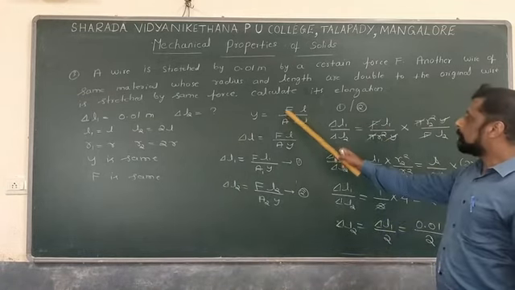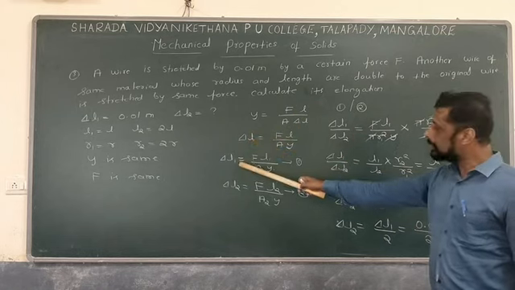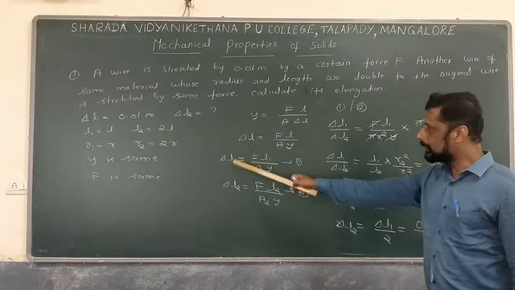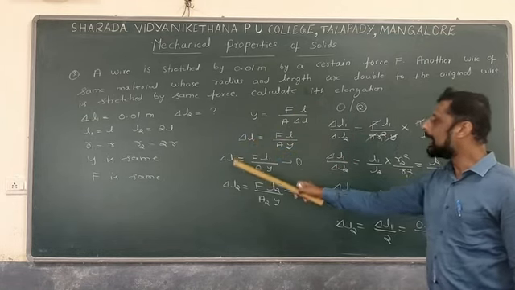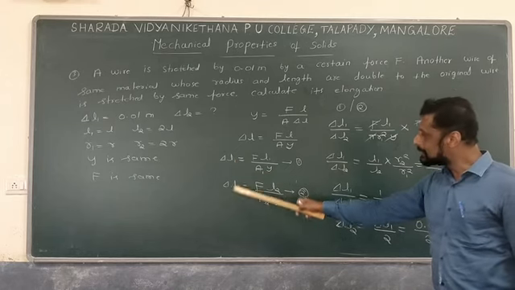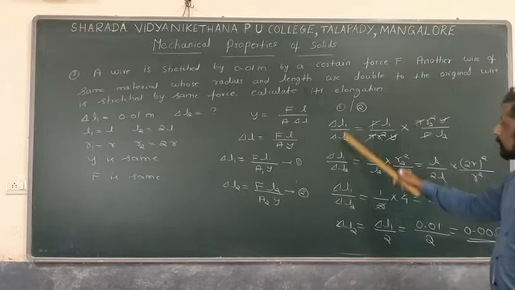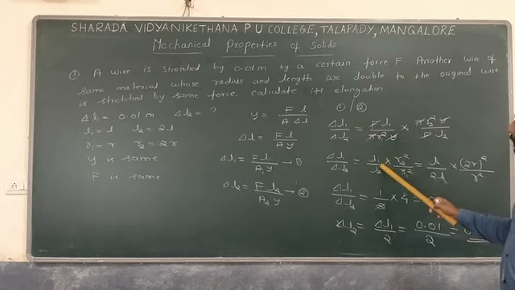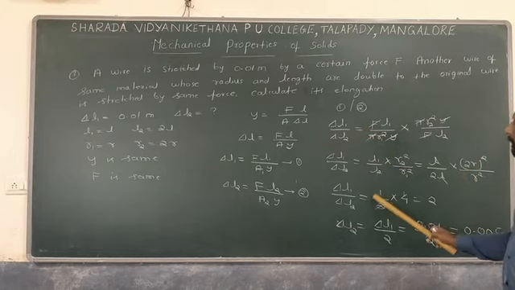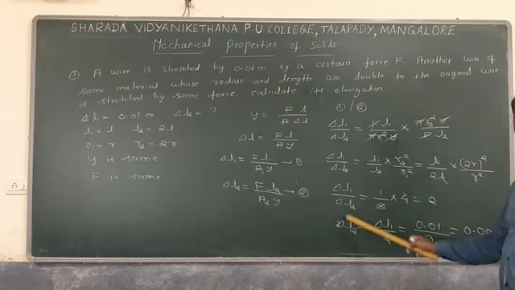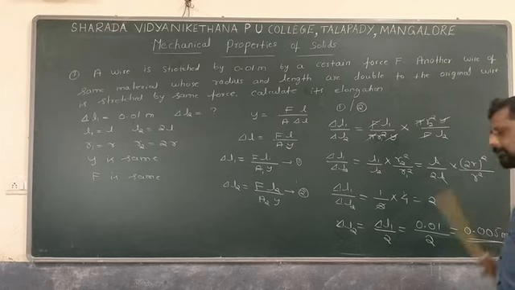Simply by using Young's modulus formula, first write the formula for elongation produced in the first wire and then elongation produced in the second wire. Divide the two equations, substitute the values of L1, L2 as well as R1, R2, simplify, then you can calculate the elongation produced in the second wire, that is 0.005 meter.